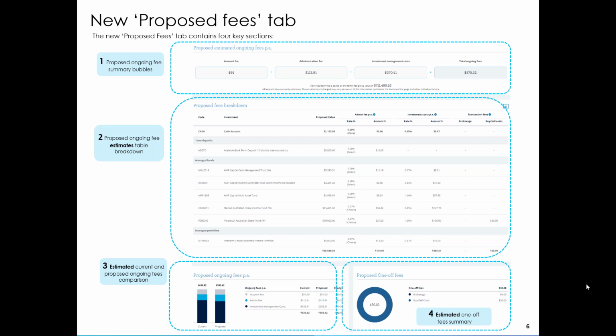The third section will display the current and proposed fees in dollar value in a table and graph along with the change. The graphic gives you the visual reflection of these changes. The last section reflects the one-off fees such as brokerage and buy and sell cost summary along with the chart. All fees and taxes are estimates only. The actual amount charged may vary as a result of the information outlined at the bottom of the Proposed Fees tab and other individual factors. We'll focus on each of these key sections in a moment's time.